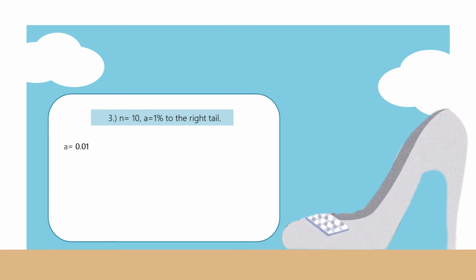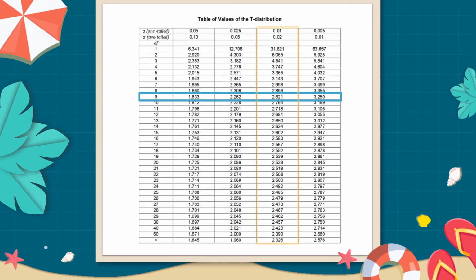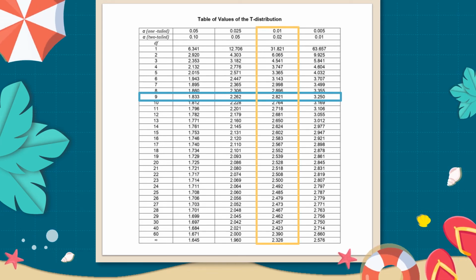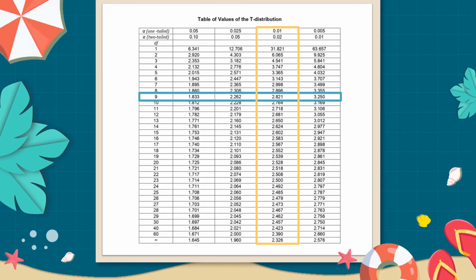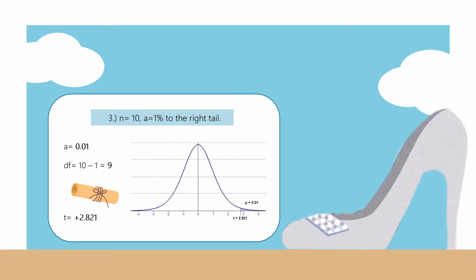Then, solve for the degree of freedom. 10 minus 1 is equal to 9. Now, locate in the t-distribution table the intersection of the degree of freedom 9 and the 0.01 alpha error 1-tailed. And here it is. The answer is positive 2.821 because the sign of the alpha error will follow the t-score. Finally, graph the critical value in the standard normal curve, and this is the final answer.